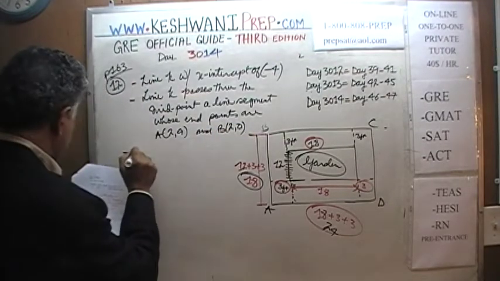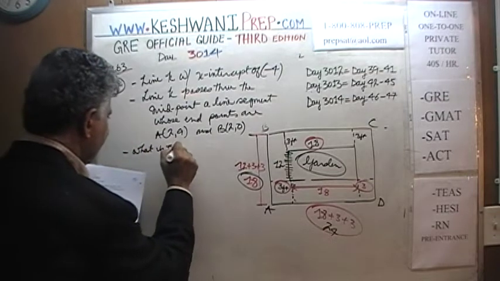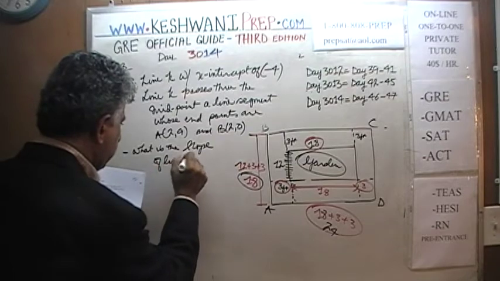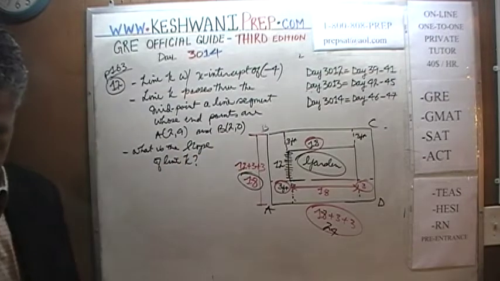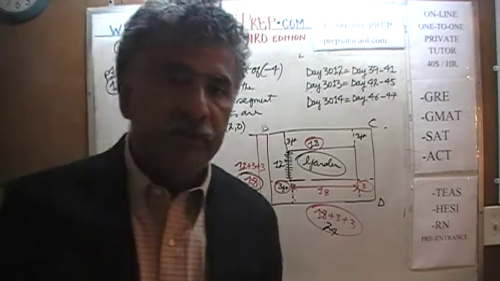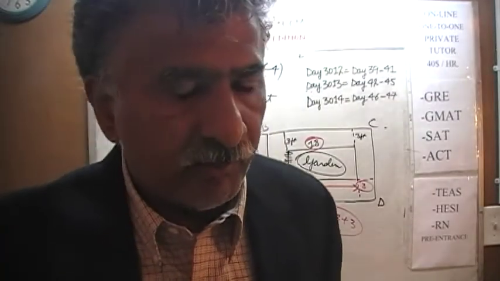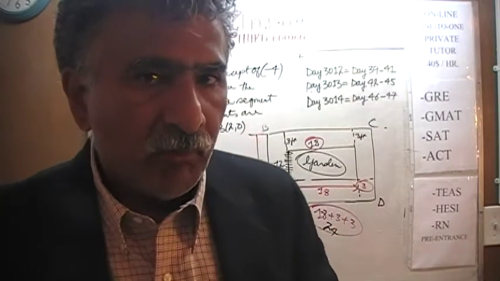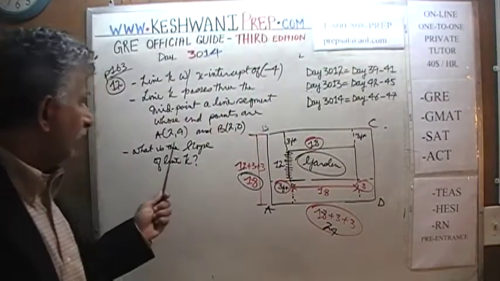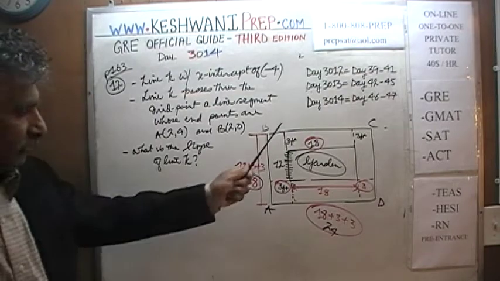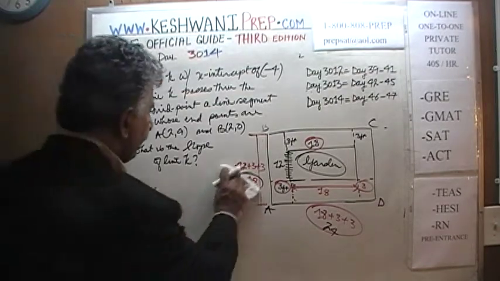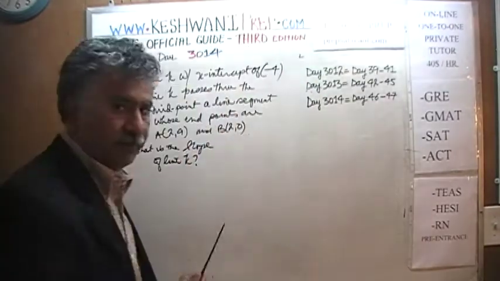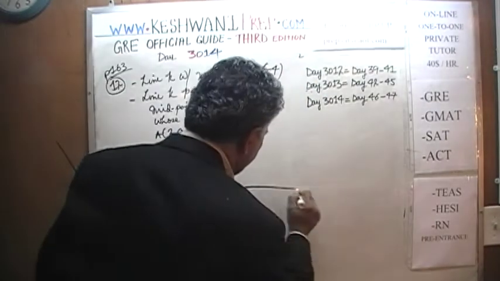Question simply is, what is the slope of line K? We know two things about it. We know that it has the x-intercept of negative 4, and we also know that it passes through the exact midpoint of a line segment whose endpoints we are told are (2, 9) and (2, 0). Let's draw the line here. It'll make it easier to visualize it.